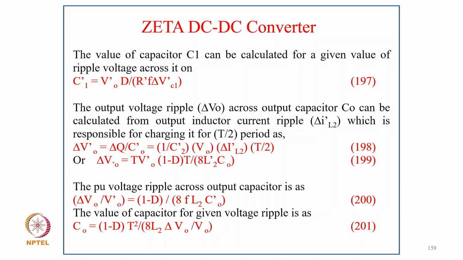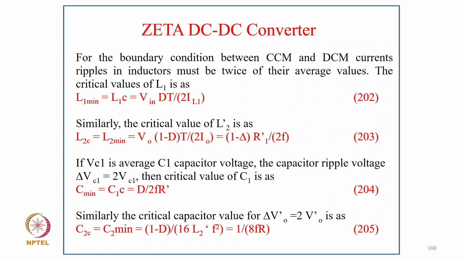8 L2 dash into C2, and per unit voltage will be delta V upon V2 dash equal to 1 minus D upon 8 F L2 C2 dash, and the value of output capacitor C0 equal to 1 minus D T square divided by 8 L2 delta V upon delta V0.